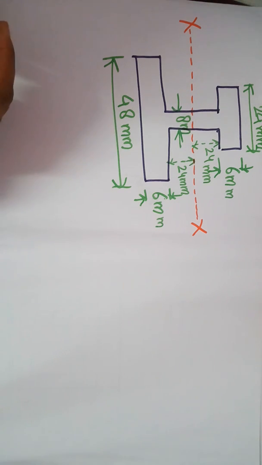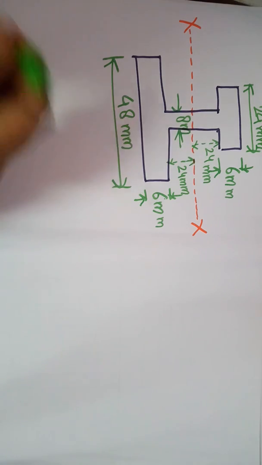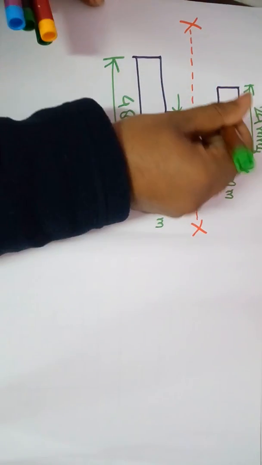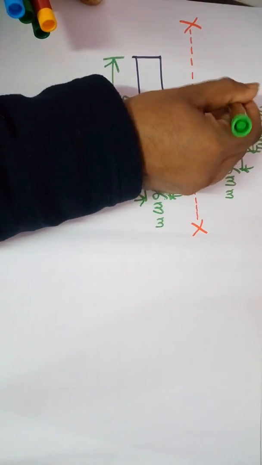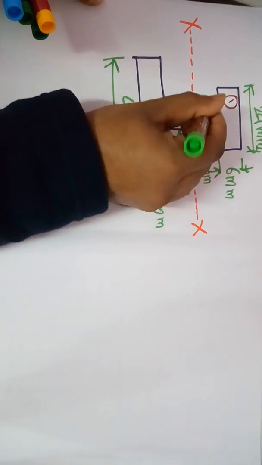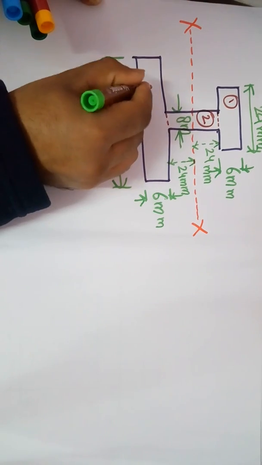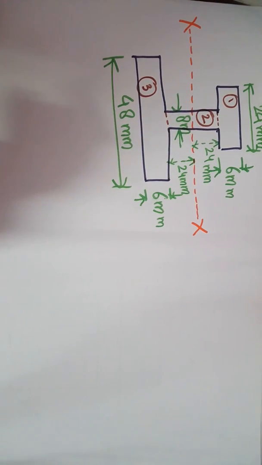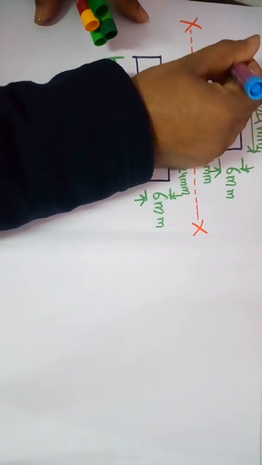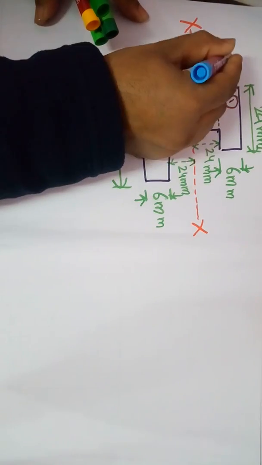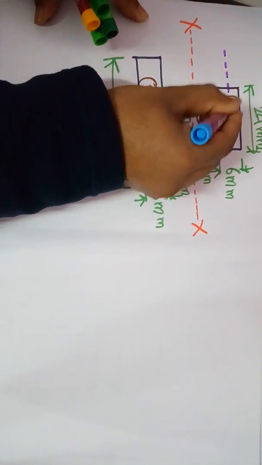Now, to find the moment of inertia, we will break this complete I section into various parts. What are those various parts? These are the parts. This is the first part, this is the second rectangular part, and this is the third rectangular part. As we have broken this I section into three rectangular parts, we have to designate their centroidal axis also.